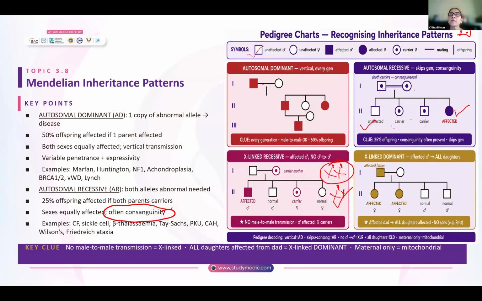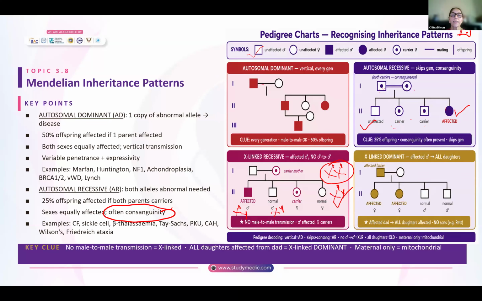So let us see when you have a carrier mother. She has one affected X chromosome, the other X chromosome is normal. She is not affected. She doesn't have the disease. And the male is completely normal. So now what happens in the male? The male is going to get the affected X chromosome from the mother. The Y chromosome is going to come from the father. The Y chromosome is normal. So here, out of two males, one male is affected and one male is normal, because the female has one X chromosome which is affected, and the other X chromosome is normal.